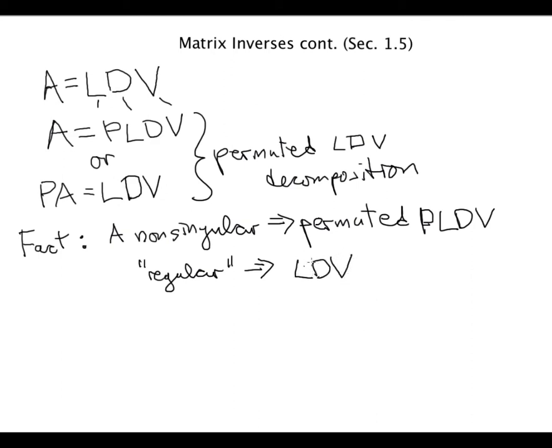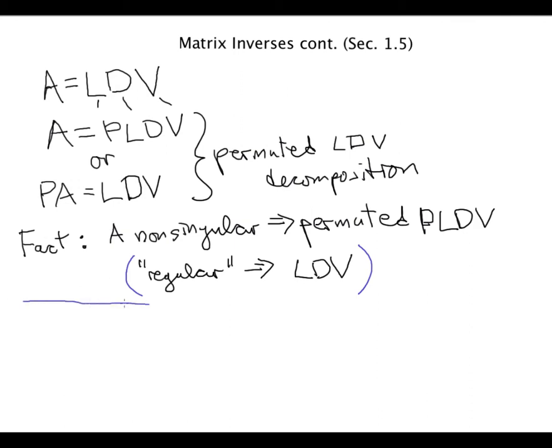But I don't like this statement because it doesn't really mean anything, because what is regular? If you look in the book, regular is all of the matrices which have an LU decomposition. So this statement isn't saying anything except perhaps the definition of regular. So I wouldn't put too much stock in that. In some sense, the more important result is this one about the permuted PLDV decomposition.